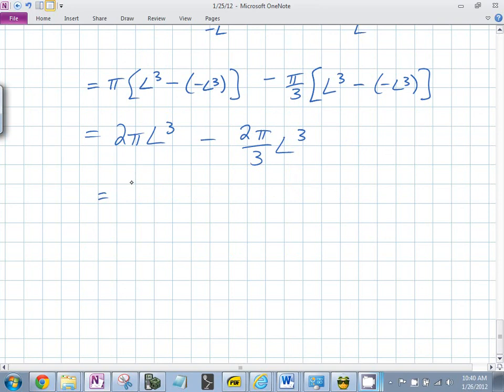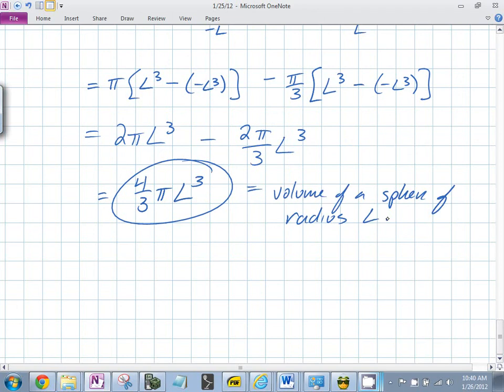Look familiar? Yeah, that's the volume of a sphere of radius L. When I did this question yesterday, I used r as the radius of both the sphere and the circle. Don't do that. It's really hard to do because it's like 2 radiuses, so be really careful. That's why I used L.